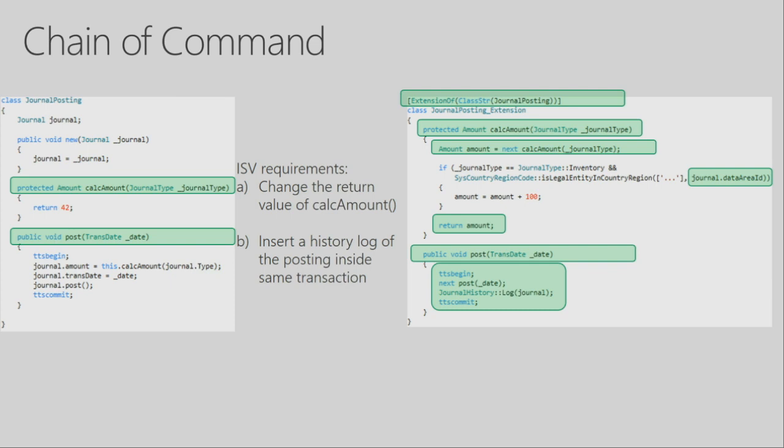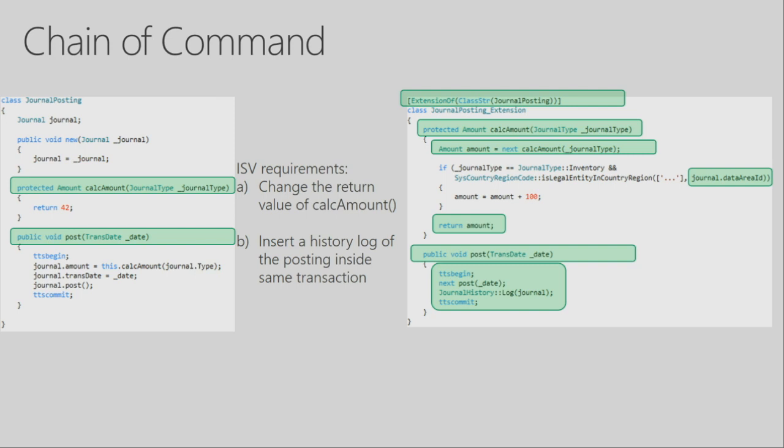You're creating an extension class, you're creating a calc amount method, and the key thing to note in that calc amount method is that next call. So that first line is saying I'm going to grab the amount and I'm going to call next on the calc amount, because I want to do something with the amount once the original class has executed calc amount. And then I'm going to check for general types of inventory, and I'm going to check for the legal entity, and I'm going to change the amount, and then I'm going to return that. So that next call is that important piece.